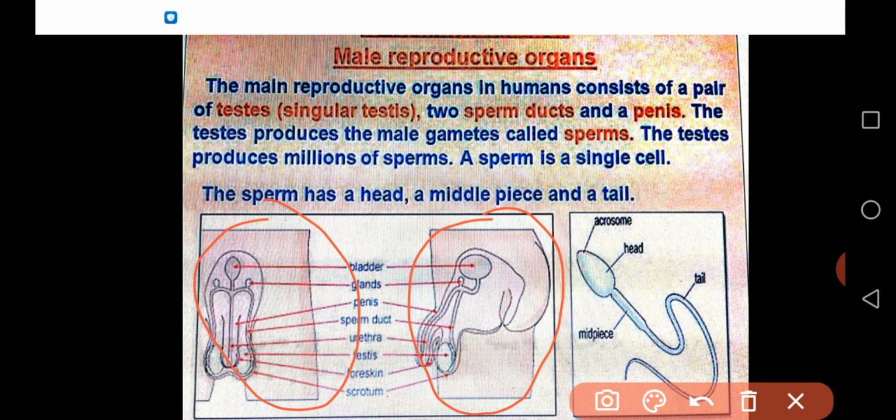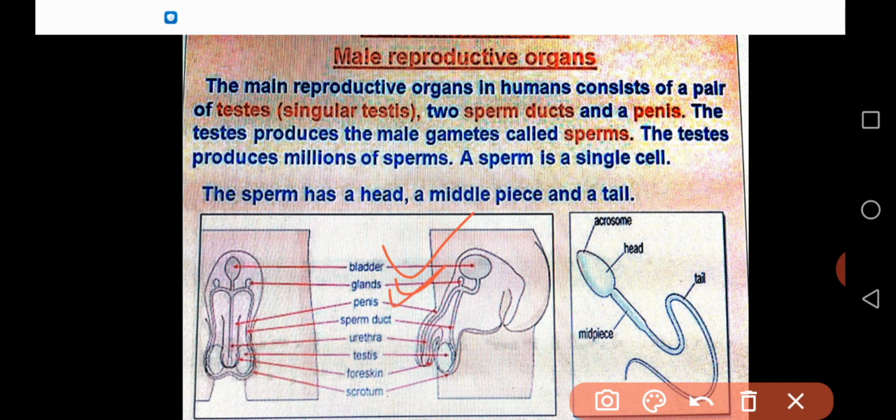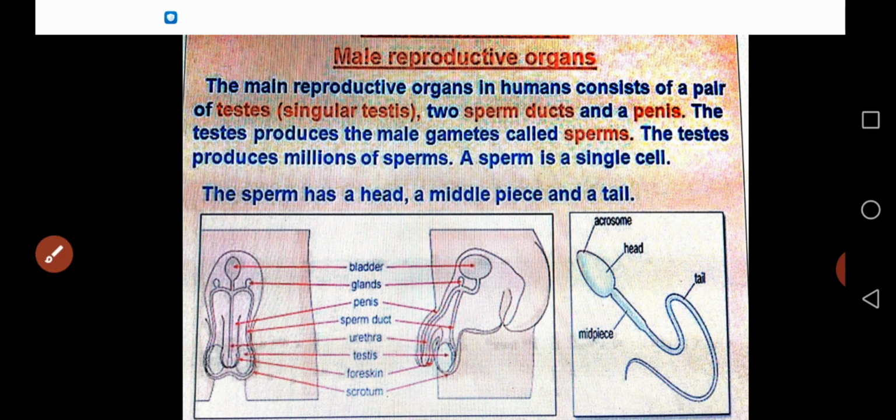You have to know that the male reproductive organ or structure contains many parts. Very important parts are there. The first very important part is what we call the bladder. The urinary bladder is there. Some glands are there. Penis is there. Sperm duct is there. Urethra, testes, foreskin, and also scrotum are there. So you have to know them one by one.